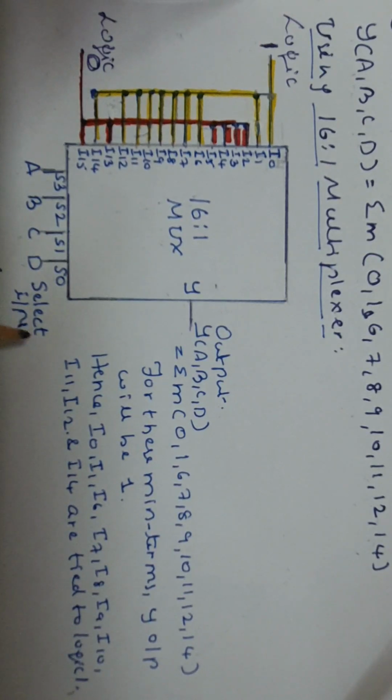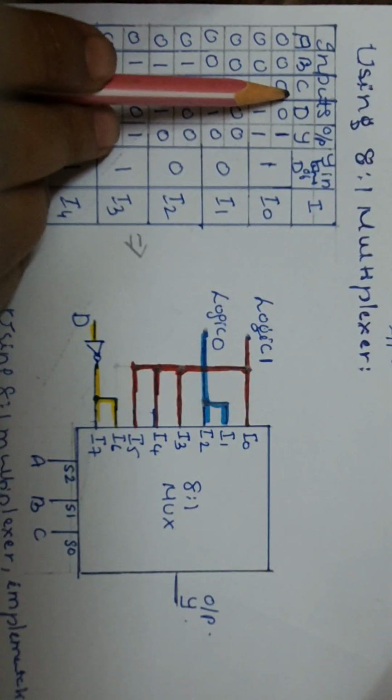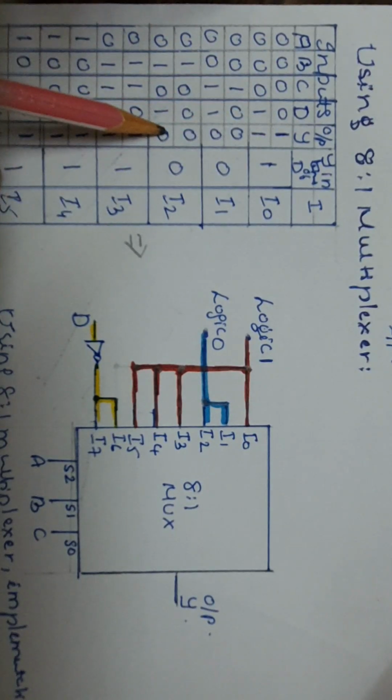Okay. So next we shall see how to implement the same function using an 8:1 multiplexer. An 8:1 multiplexer will have 8 inputs and 1 output. To select any one among 8, 3 selection lines will be there, that is S0, S1, S2. There it was S0, S1, S2, S3, 4 were there. Here only 3. So here for the 8:1 multiplexer, the inputs given in the function, A, B, C, D, are written as they are.